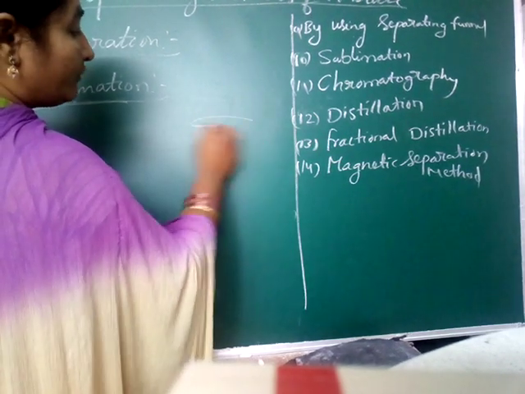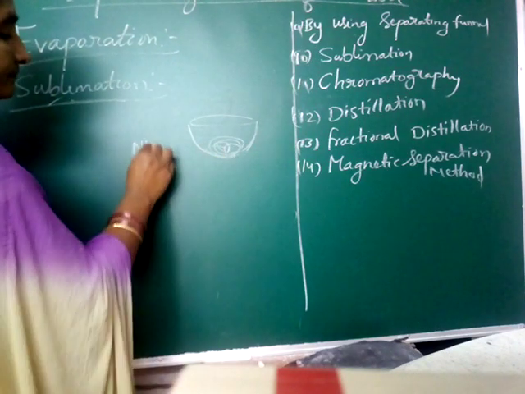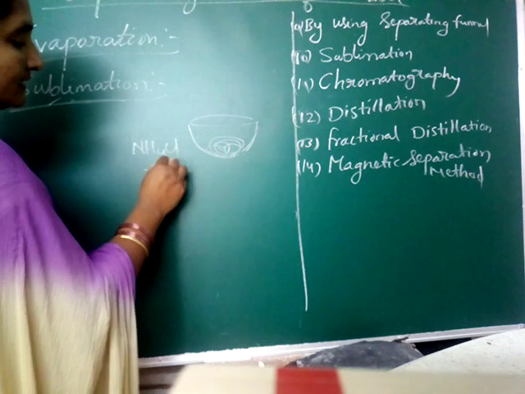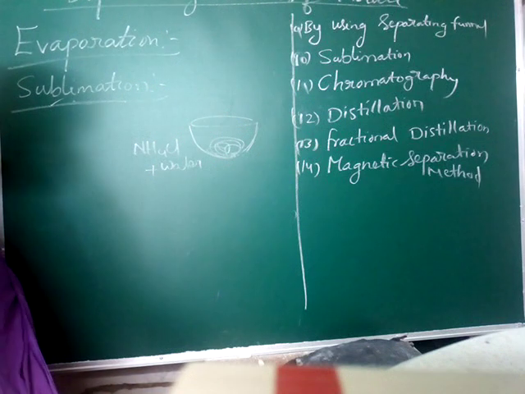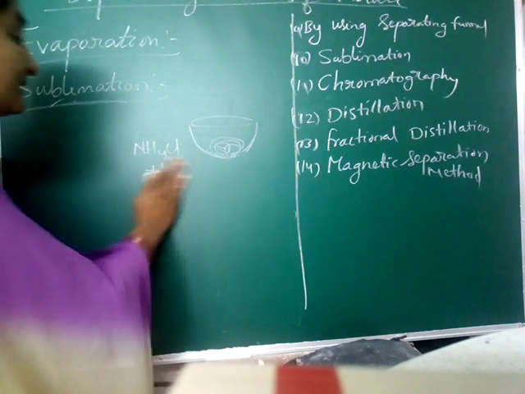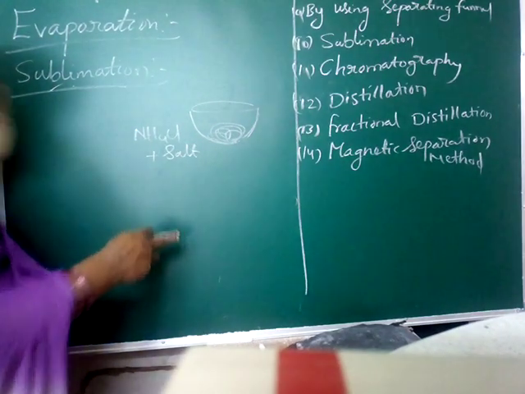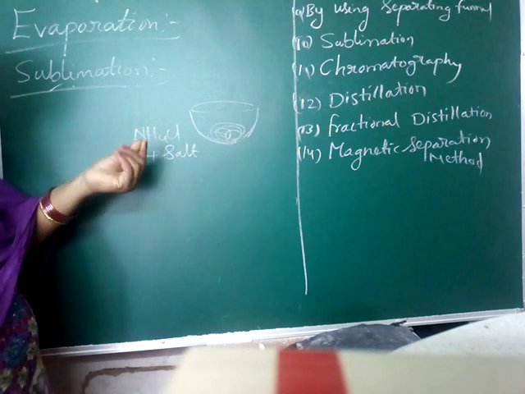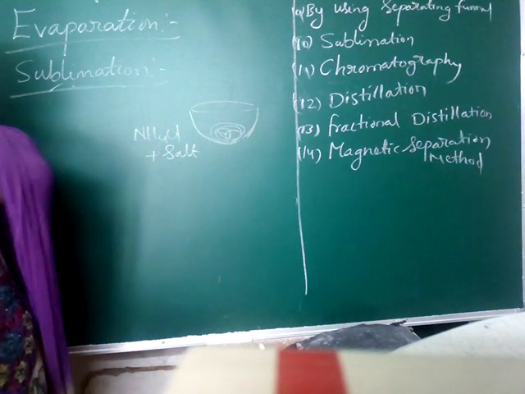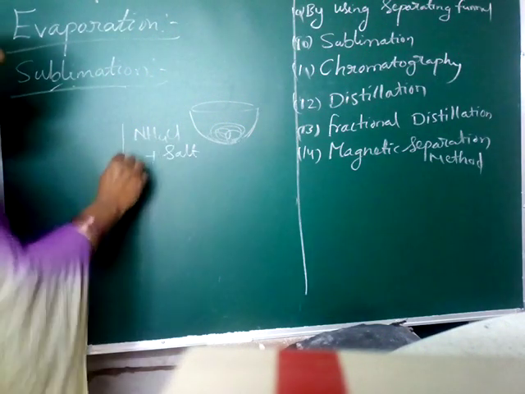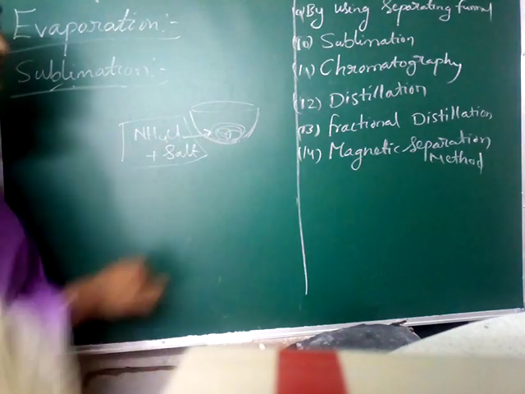Now you take one bowl, like before. Take a mixture of ammonium chloride plus water. Suppose these two are mixed. Ammonium chloride and salt, you take, because both are solids. Ammonium chloride is acidic like a salt, with white crystals only. That's why, when these two, ammonium chloride and salt, are mixed, you have to take that mixture in the bowl.